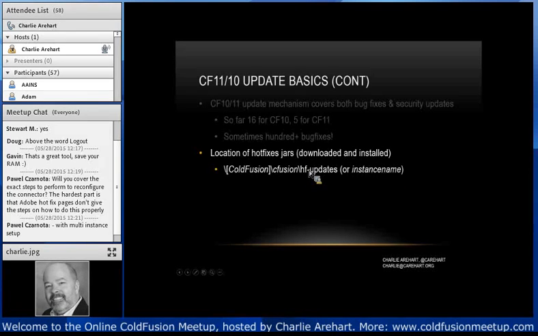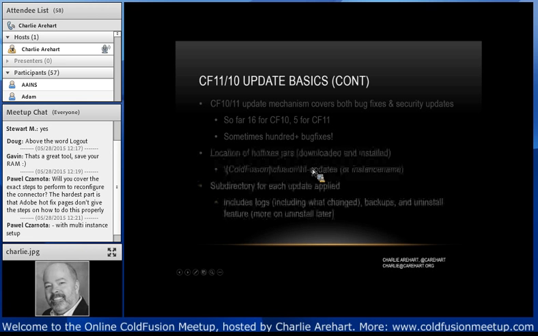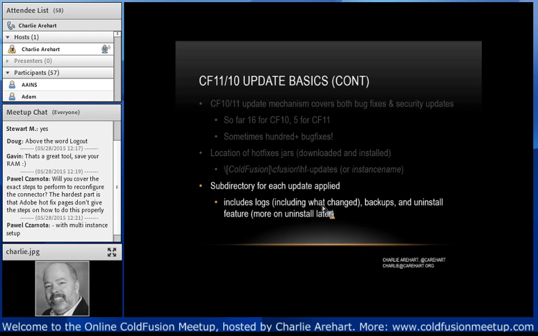And then hf-updates. So there's a folder under the ColdFusion cfusion folder, hf-updates, and that folder has in it the downloaded hotfix jar files. Now, when you apply an update, a directory gets created under that for each update, and that directory includes the logs, what changed, that was the file list thing, and also whether it succeeded or not, a backups directory, and an uninstall feature, and we're going to talk about that. And yes, I will cover multi-instance setup of the connector too.